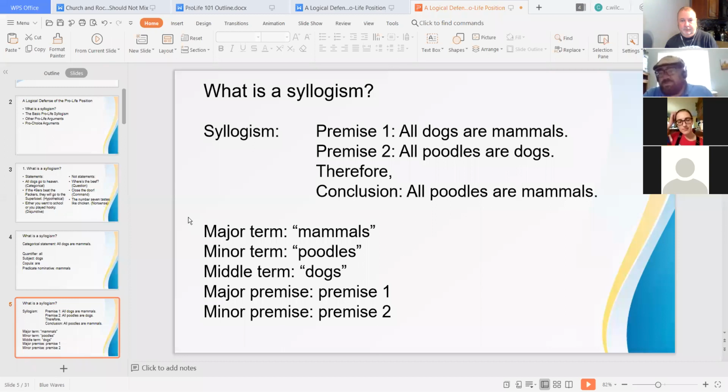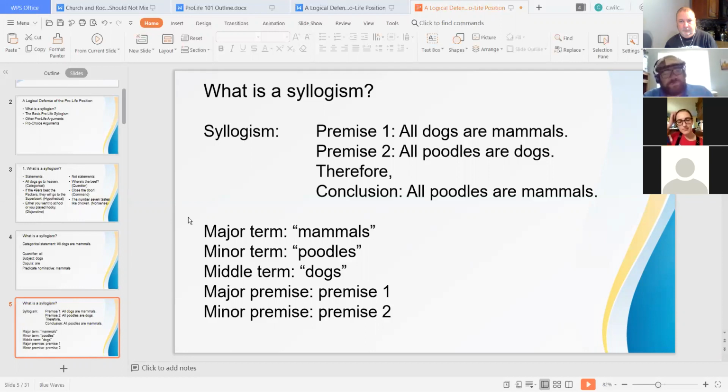Premise 2 is all poodles are dogs. Therefore, the conclusion, all poodles are mammals. So all three of those are statements. This syllogism is made up of two statements, the first two premises, that lead to a conclusion, which is another statement. Now, each statement is made up of two terms, the subject and the predicate. Dogs and mammals for premise 1, poodles and dogs for premise 2, poodles and mammals for the conclusion.